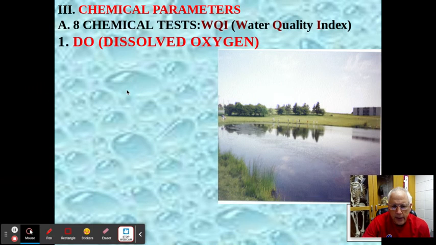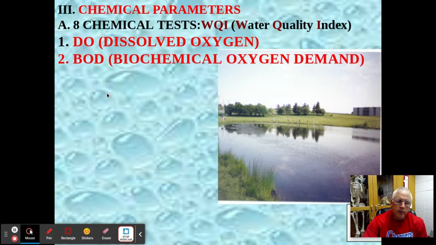So there's 8 different tests. Dissolved oxygen, I'm going to go in the order of importance. So probably these first 2, if you're going to say, how can I go out there right away and when I test a pond or a lake or a stream, how do I know if it's got a problem? You can tell right off the bat with a dissolved oxygen test and a BOD, which goes along with it.